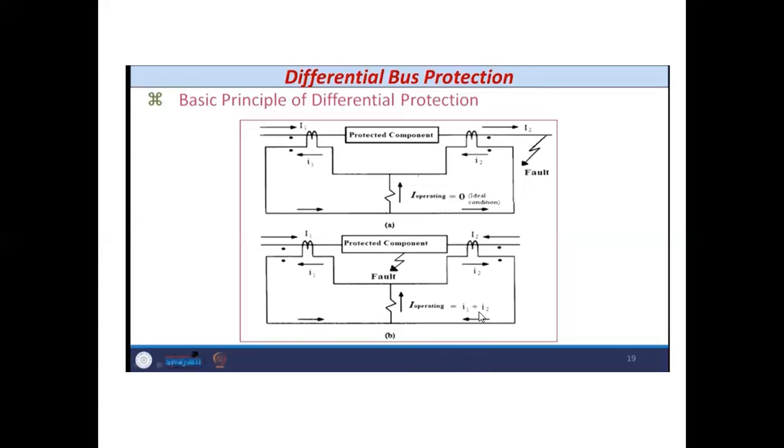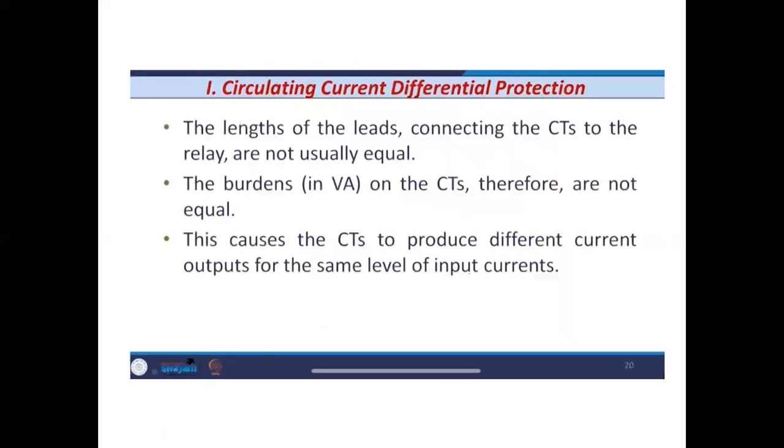Let us discuss the first type of scheme in differential protection, that is the circulating current differential protection scheme. This type of scheme we have already discussed in the generator and transformer protection. This scheme has only one coil, the operating coil. However, this type of scheme mal-operates because of two reasons. Number one reason is the length of the lead, which we have already discussed. The length of the lead connecting the CTs to the relay is usually not equal.